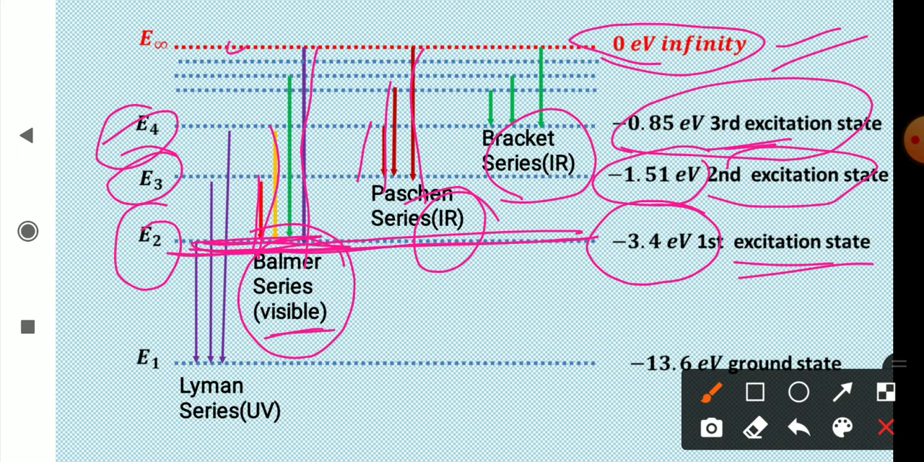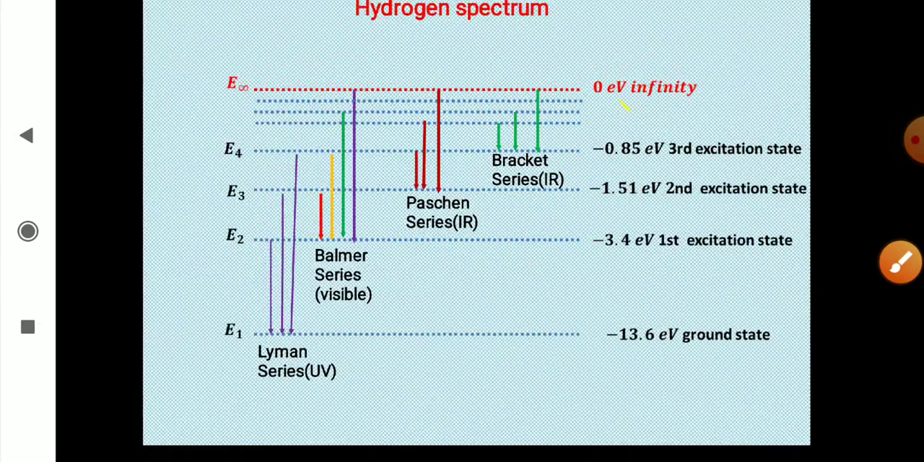When the electron is in the infinity state, that means it can leave the nucleus and move away from it. So its energy is 0 electron volt. And now from here we can see the same hydrogen spectrum but in a different form.